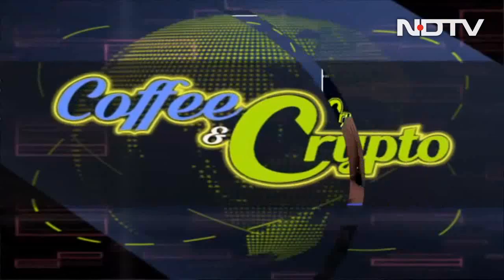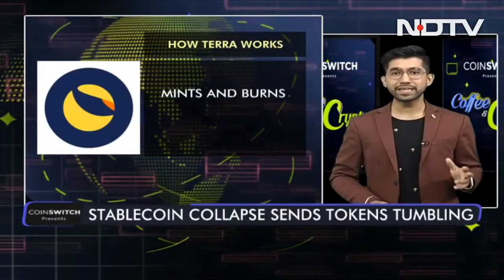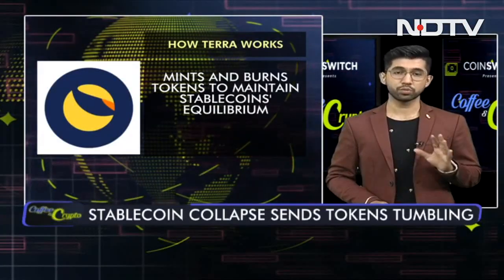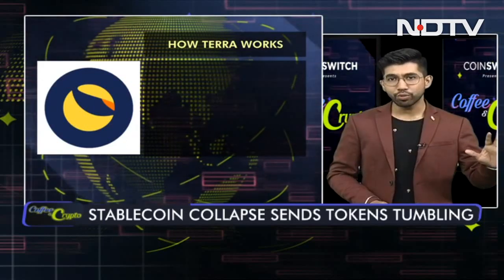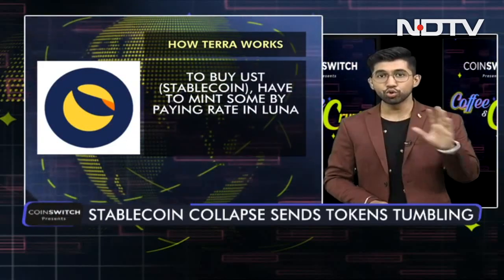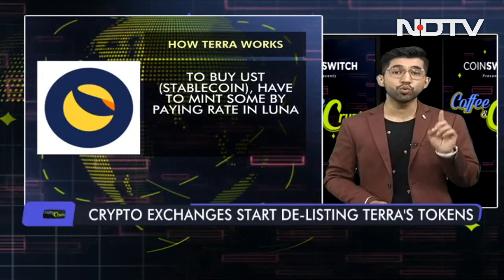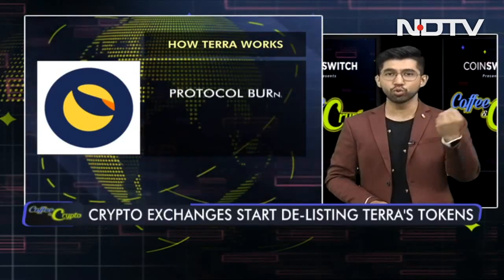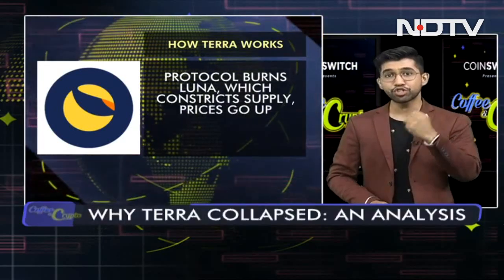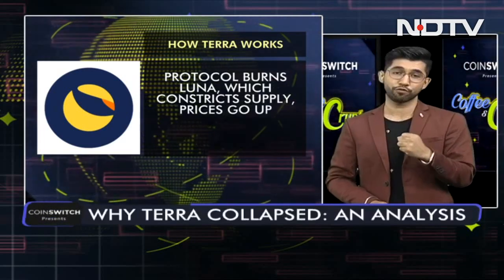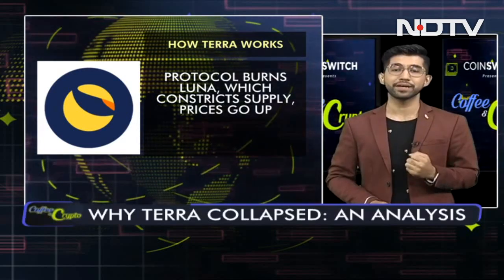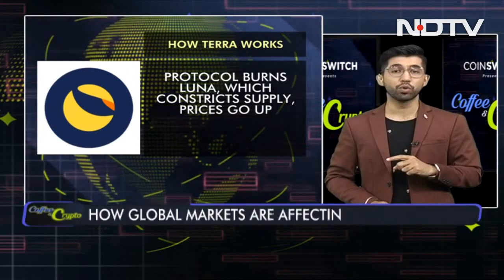But how does it work? So to maintain its stablecoin's equilibrium, Terra mints and burns tokens. Here's what that means. Before you can buy UST, you'll have to mint some. To do so, you'll pay the going rate in Luna. The protocol takes those Luna and burns them, which constricts their supply and makes the price of Luna go up just a bit. Now the same works in reverse as well.